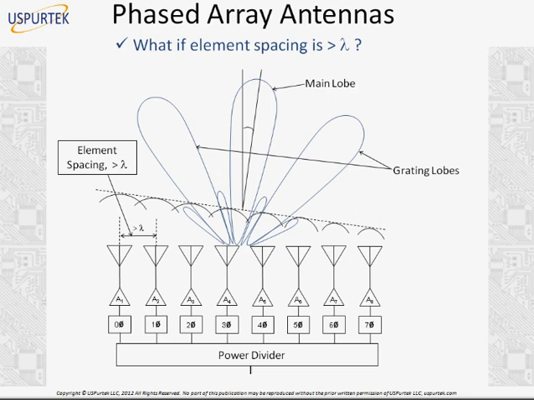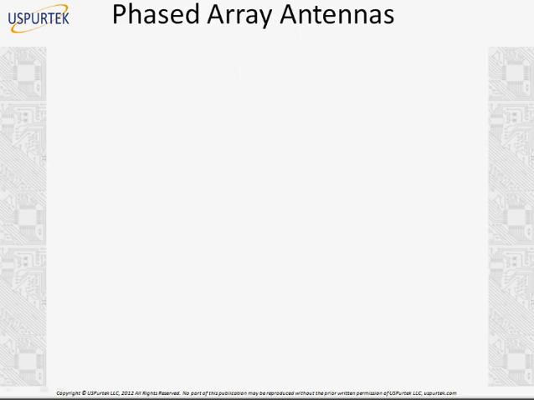Then we get a phenomenon called grating lobes. If we make the phased array element spacing more than half wavelength, we get additional lobes on the sides. You see, there's a main lobe and there are two additional lobes, one on the right side, one on the left side. Now, this is an undesirable situation. We don't want our RF energy to be dissipated on the left and right side. We only want it in the main lobe. So again, the spacing between the elements should not be more than a single wavelength, and it should not be less than half wavelength.